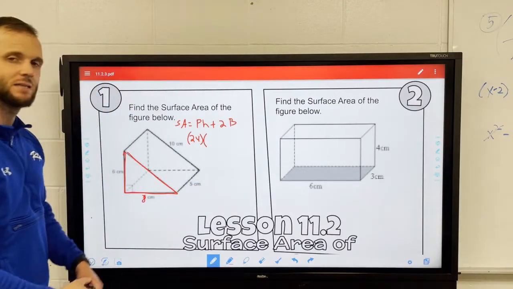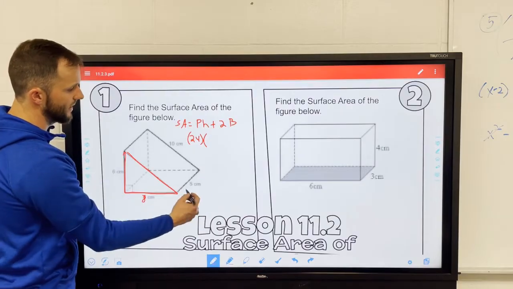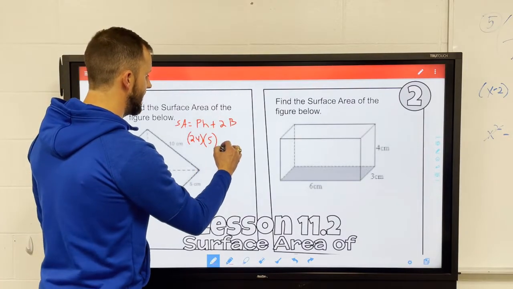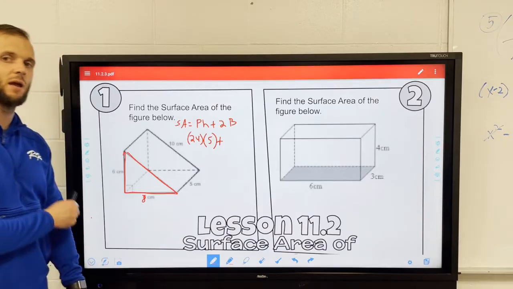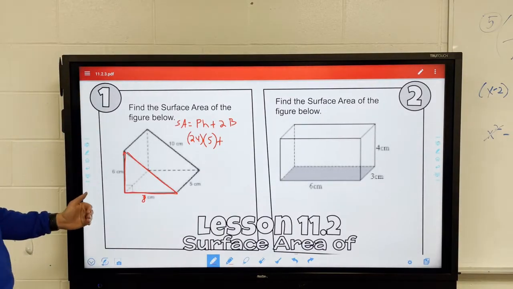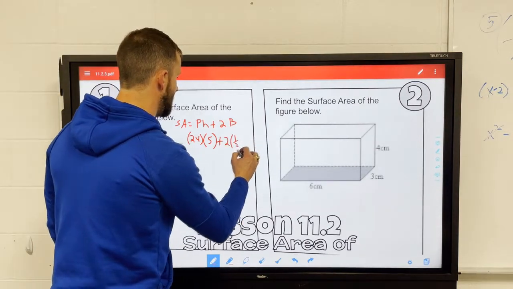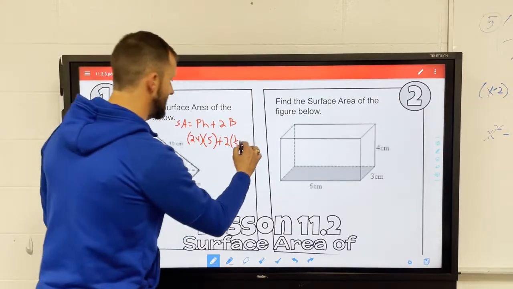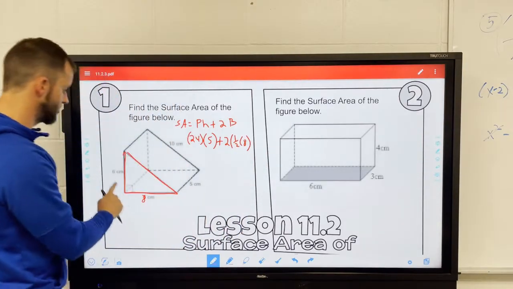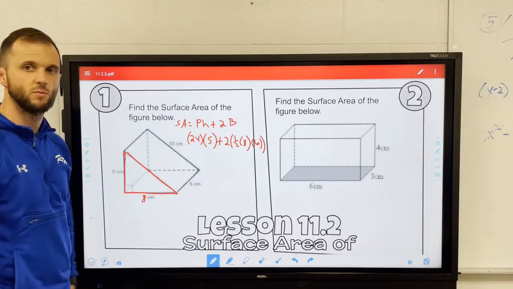And now the height is the distance in between the 2 bases. So the distance between the 2 bases is going to be 5. And then I'm going to do 2 times the area of the base right now. So right now I technically have 2 triangles as my bases, right? So I have to do 2 times 1/2. The base of my triangle is 8. The height of my triangle is 6. And so now literally all I have to do is multiply all that out.